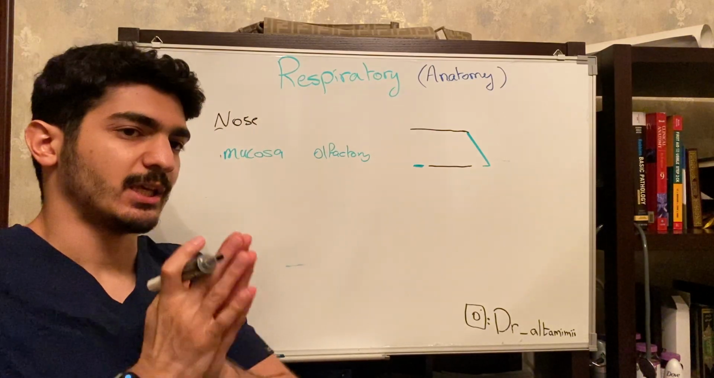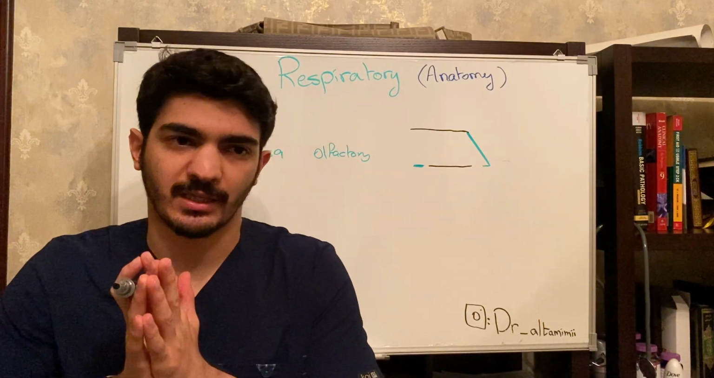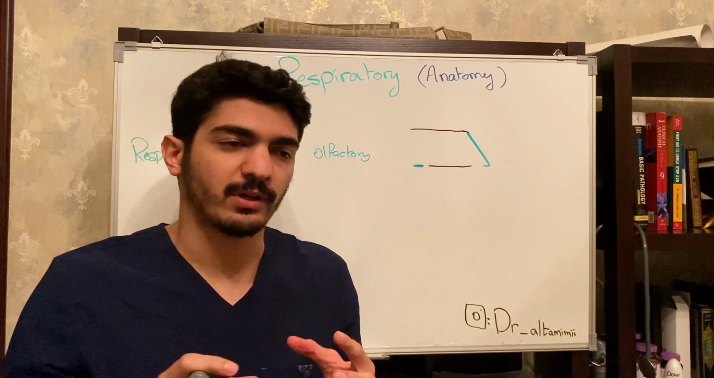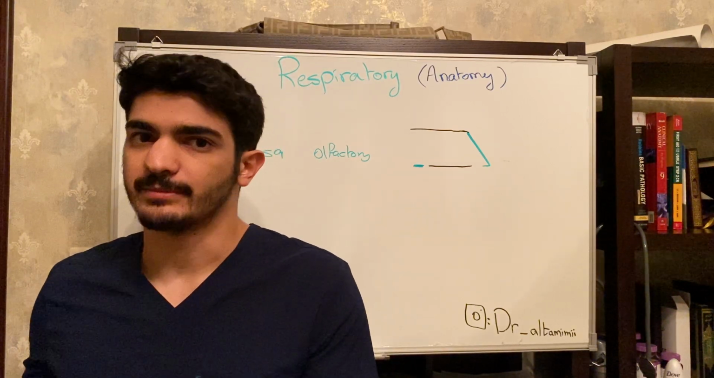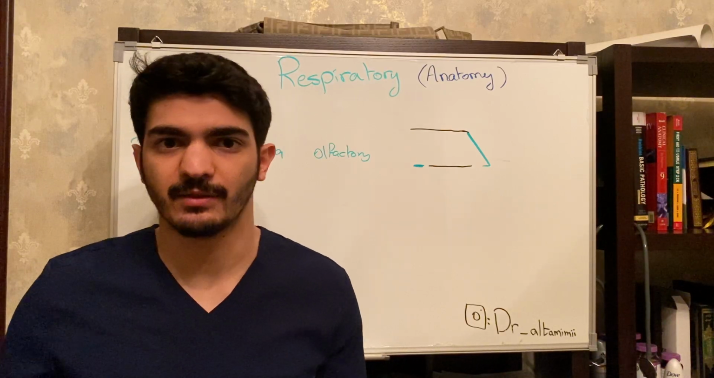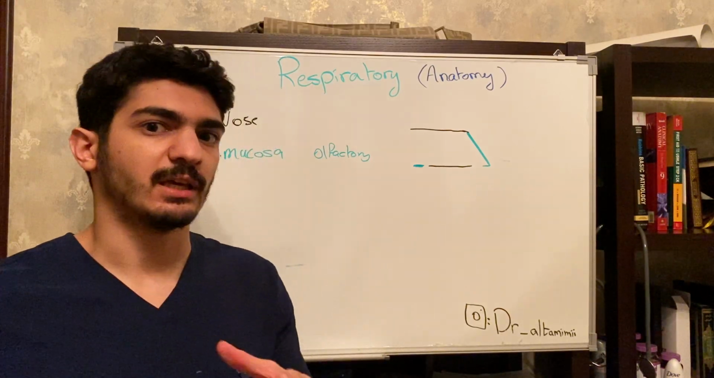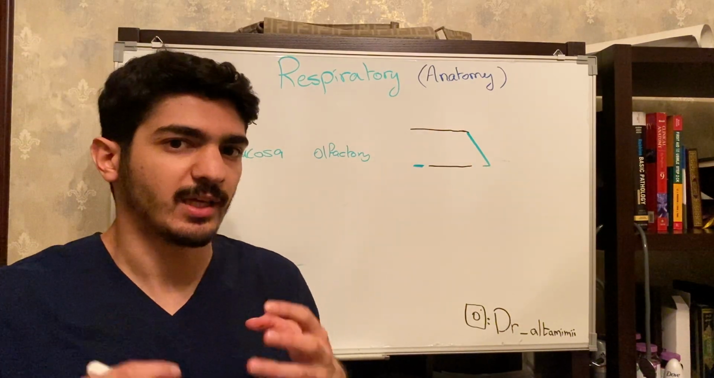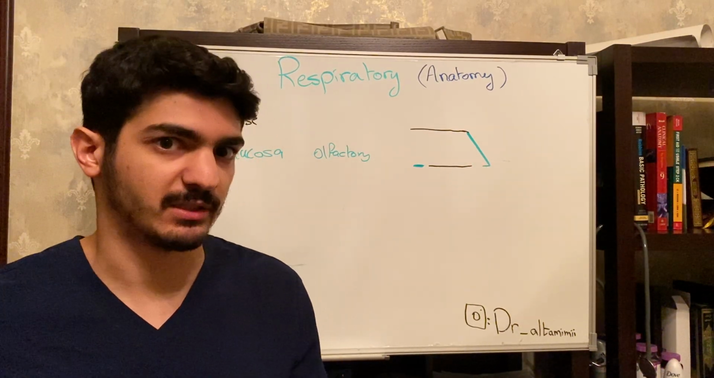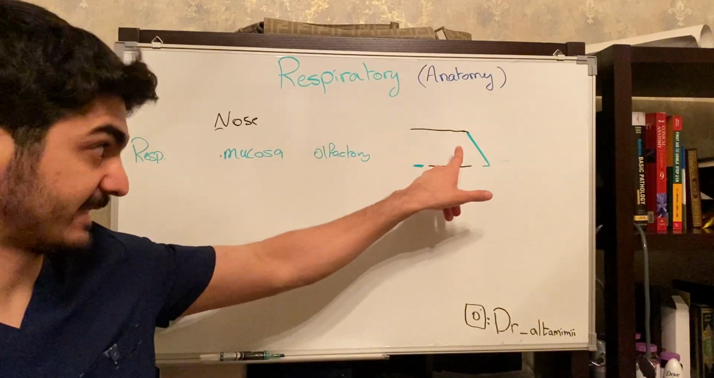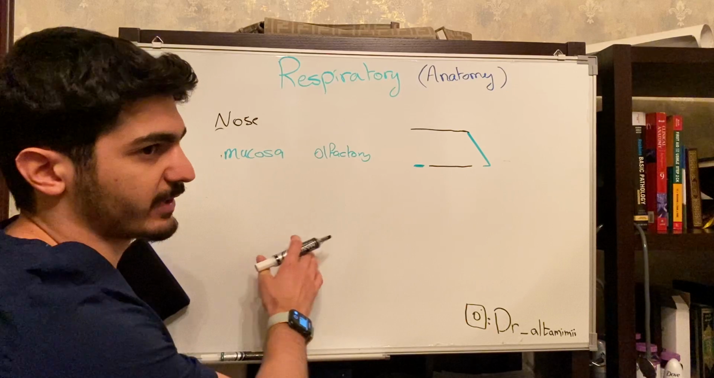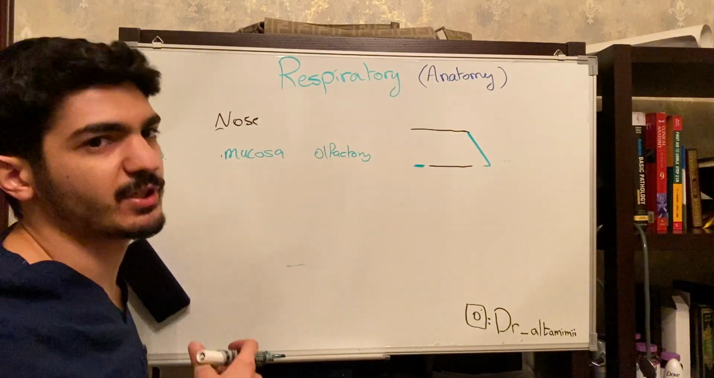Okay? So if you were asked in the exam, where are the olfactory receptors present? It's not in the trachea, not in the lung, not in the bronchi. It's present in the nasal cavity superiorly near the ethmoid bone. It helps us in the sensation of smell. Okay? Olfactory receptors, nasal cavity. The rest of the nasal cavity or the nasal mucosa are respiratory mucosa.